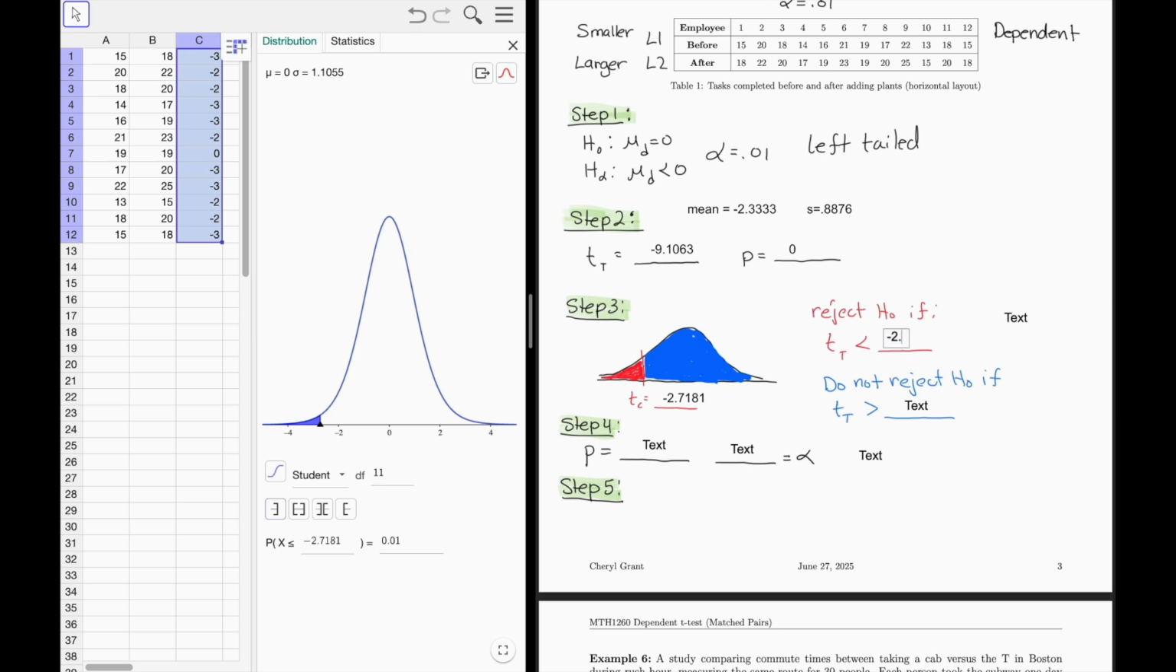So negative 2.7181. If it falls in the blue area, where it's greater than negative 2.7181, then we're going to say do not reject. So when we look at our test statistic, we see we have negative 9.1063. That's definitely less than negative 2.7181. So we're going to say reject the null hypothesis.